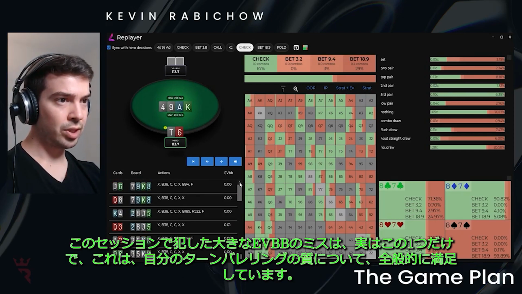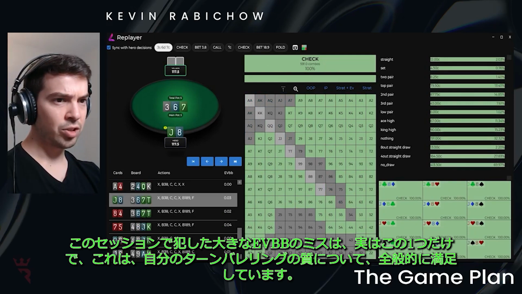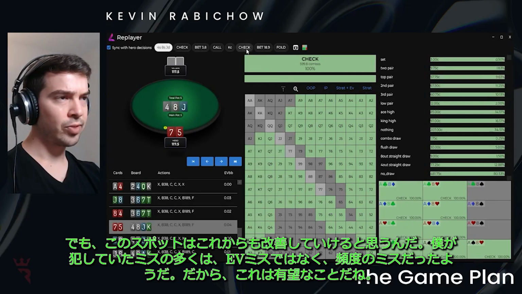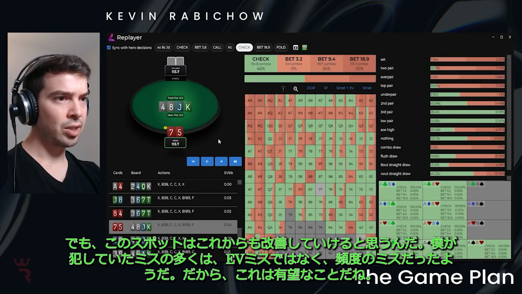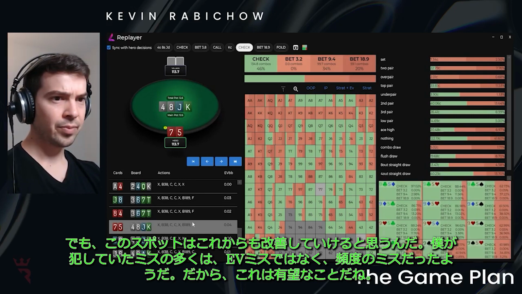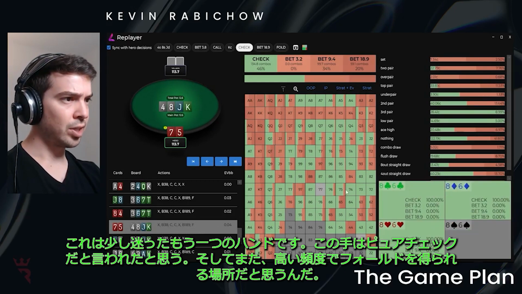It's actually the only big EV BB mistake that I made in the session, which makes me happy about the quality of my turn barreling in general. Although I do think this is a spot that I could continue to improve at. It seemed that a lot of the errors I was making were frequency mistakes, not EV mistakes. So that is promising. This is the other one that I was a little unsure about. I believe I was told this hand was a pure check.